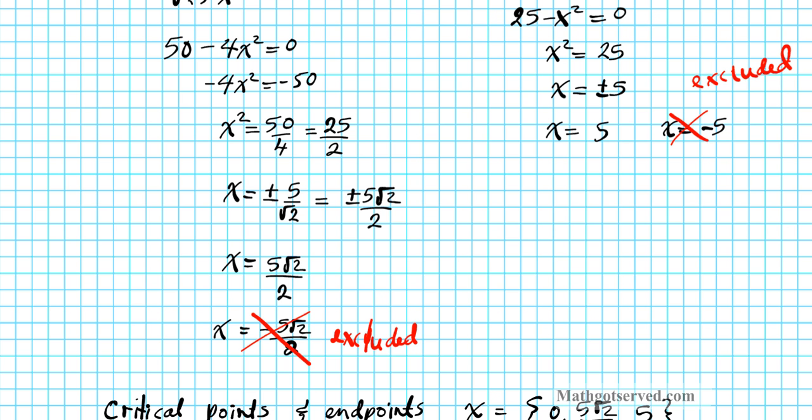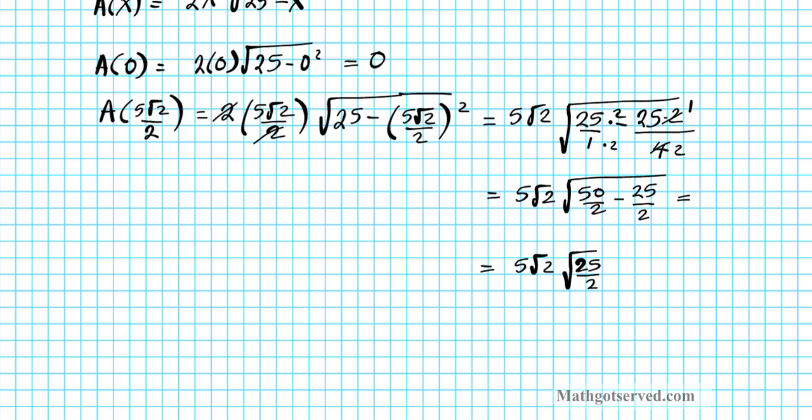Yeah, right here. When we took the square root of 25 over 2, it's the same thing as 5 over root 2, okay? So this is going to be 5 root 2 times 5 over root 2, okay? And then you see these two radicals cancel out, and then your answer is going to be 25.